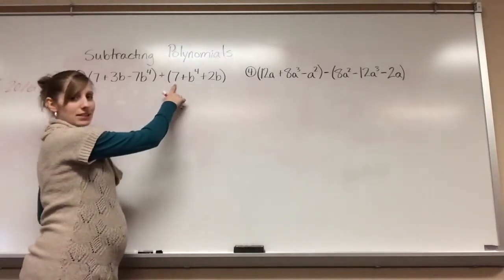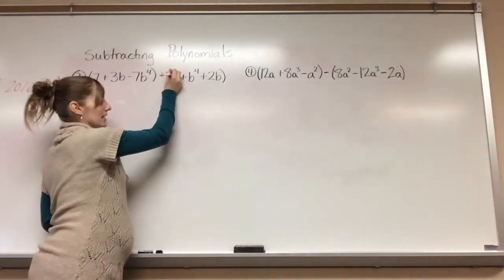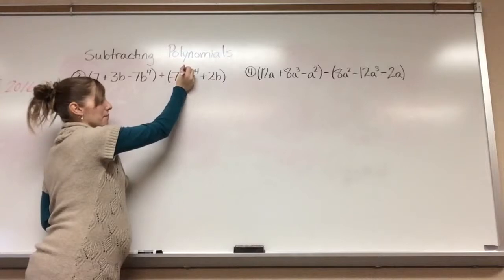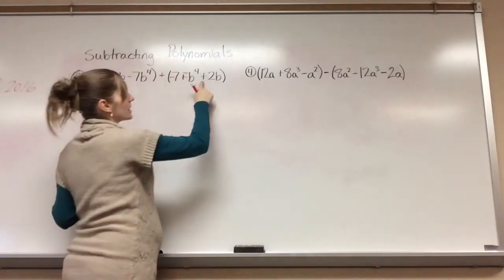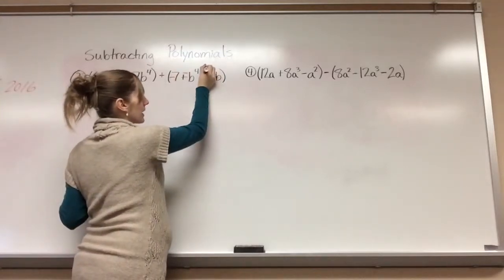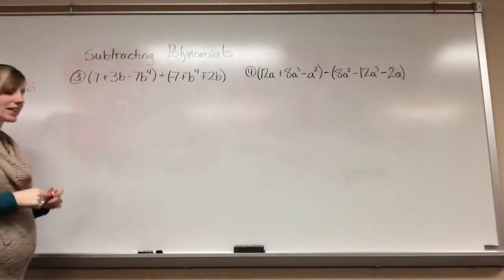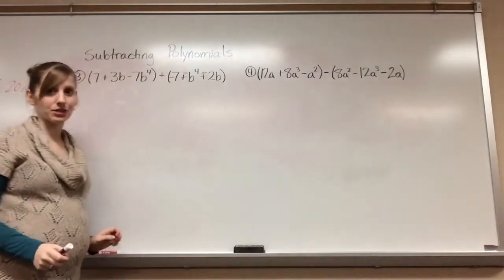So instead of a positive 7, I'm going to make it minus 7. Instead of plus b to the 4th, I'm going to make it minus b to the 4th. And instead of plus 2b, I'm going to make it minus 2b. Again, make sure that you're going to use the signs that you changed them to, not the originals.